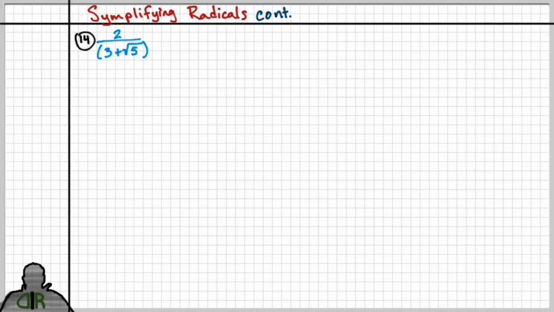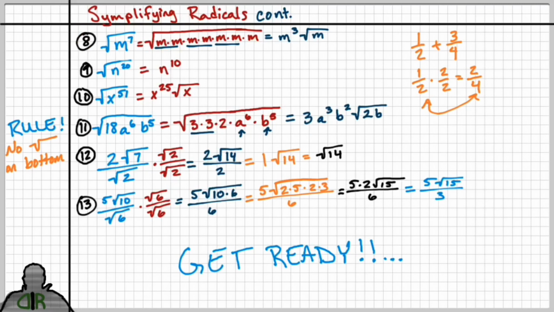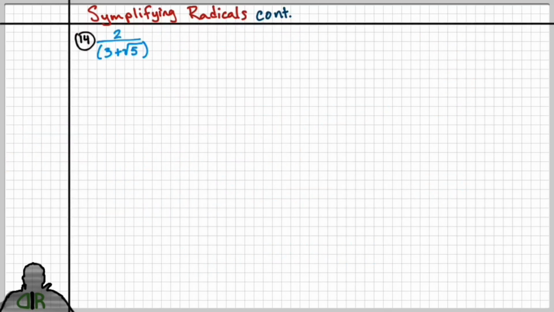So, again, we don't want any roots on the bottom. Well, we got a root right here, okay? What we did in the previous one over here was we wanted to multiply by the root that was on the bottom. Okay, so square root of 6 over square root of 6. Well, let's do the same thing over here. Okay, what is on the bottom here? Remember, this is a grouping symbol. We've got parentheses there. So the entire thing on the bottom is 3 plus the root of 5.